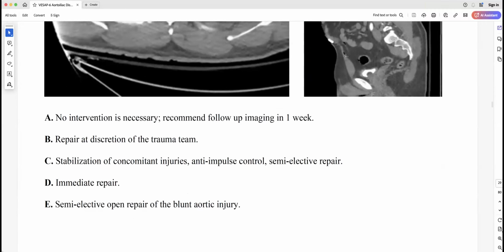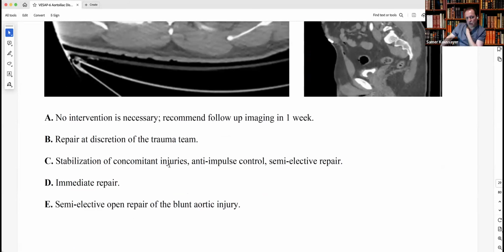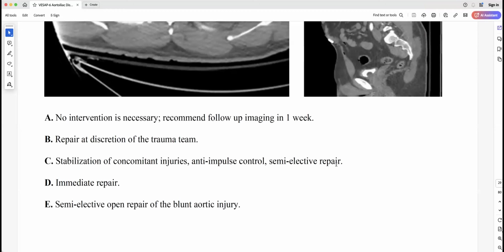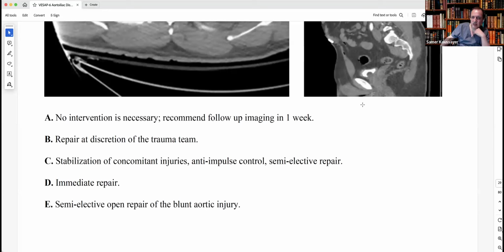Yes. So I think I will stabilize the concomitant injury, as we said. Anti-impulse control, we can give antihypertensive because if you want to control blood pressure, and then semi-electives, because grade 3. Okay. Everyone agree? Anybody has a question or is clear? All right. Looks okay.